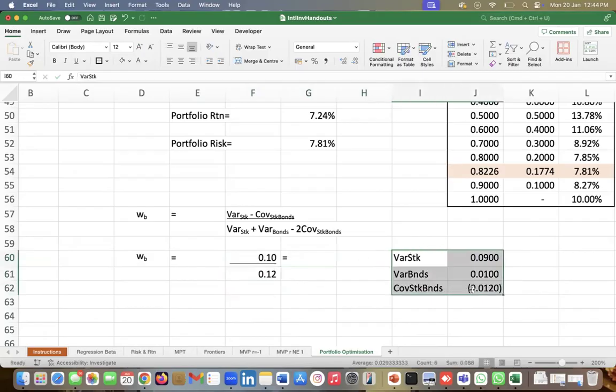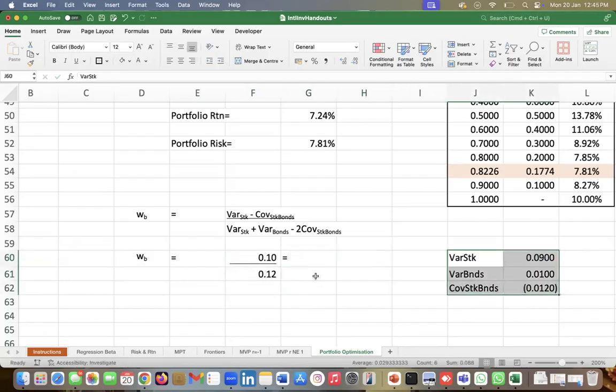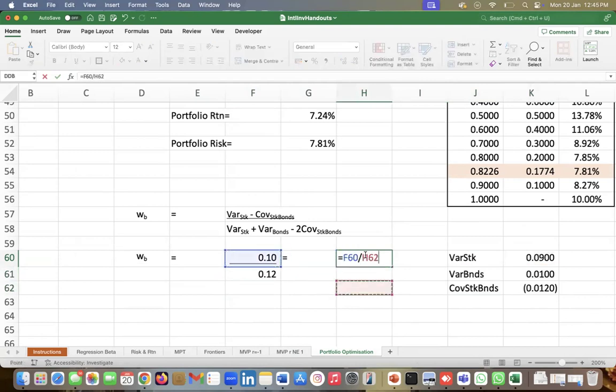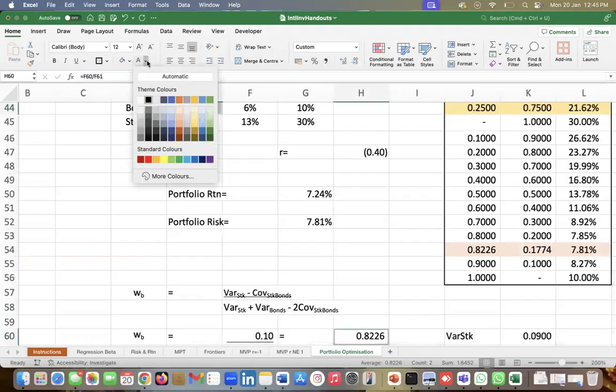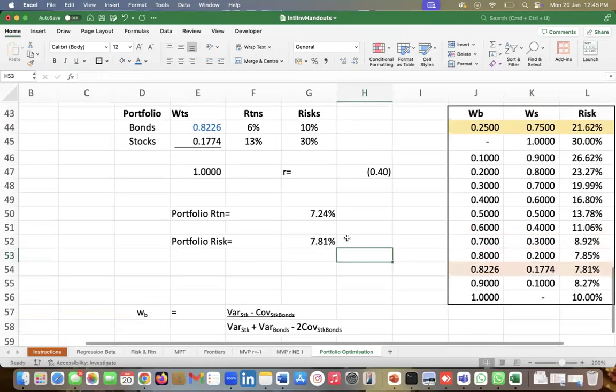how much? It comes to 0.8226. Is it the same number that you are getting here? It is. So what you got from the Solver, the same you got on the data table, and you validated that the risk was minimum, and you also got the same weights for bonds using the formula.